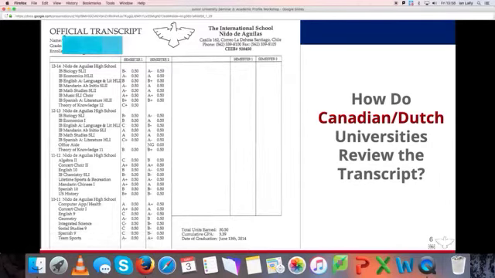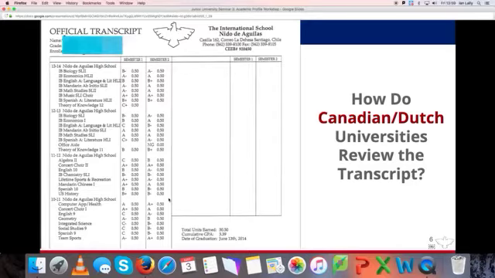How do Canadian universities do it? And also Dutch universities. Dutch and Canadian universities are very similar in how they look at the transcript. A lot of Canadian and Dutch universities will draw the line at 10th grade, where they don't so much look at 9th grade, but they do look at 10th grade, 11th grade, and 12th grade. They're looking at it in a similar way to the US, with rigor, what classes you took, how difficult they were, but they're much more wanting to judge how you did based on what courses you took to be qualified for university.